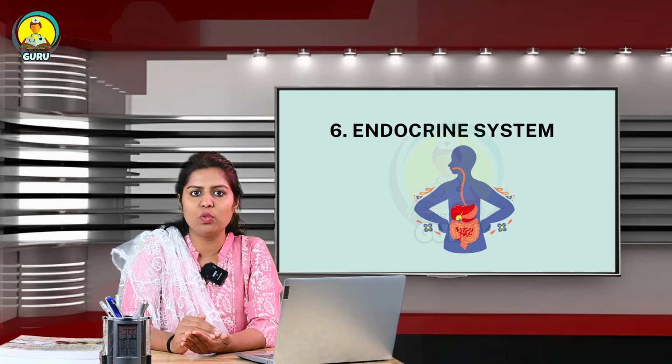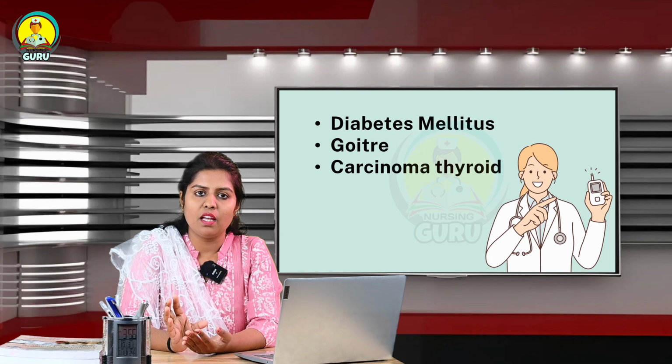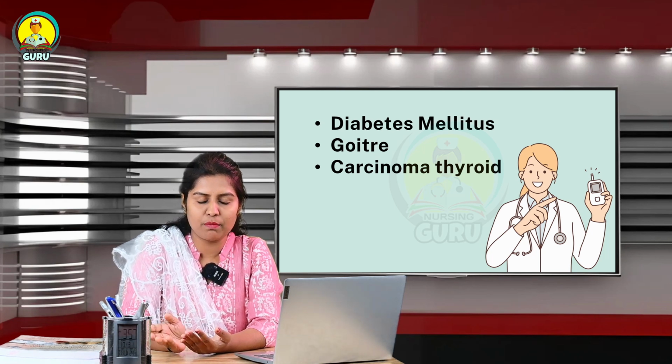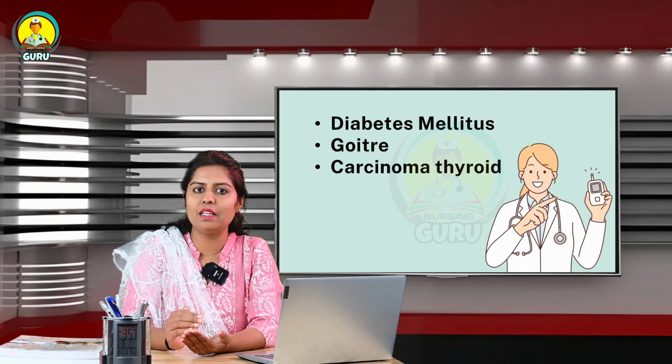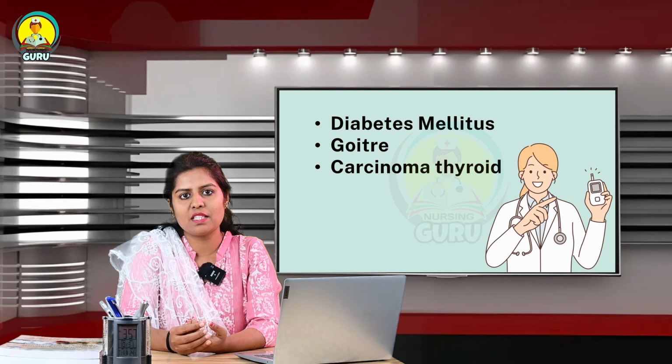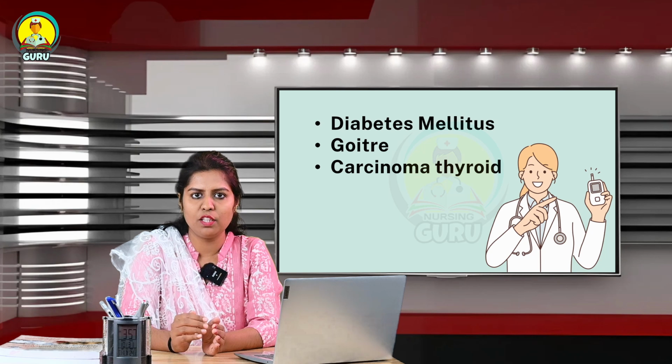Then next we will go to the endocrine system. Here diabetes mellitus is a very important question. Every year they are asking this diabetes mellitus. Either it may come for 5 marks or it may come for 2 marks, or sometimes related to that they may ask an MCQ also. The next, goiter, carcinoma, thyroid. These questions will come under this unit.